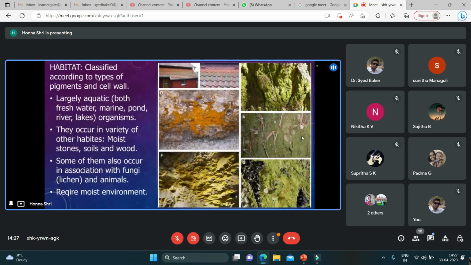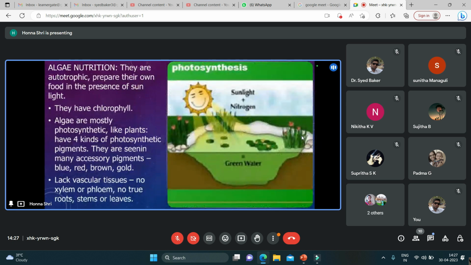Algae are classified according to the types of pigments and the cell wall. They are largely aquatic, whether freshwater or marine, and found even in ponds, rivers and lakes. They occur in a variety of other habitats such as moist stones, soils and even wood. Some of them also occur in association with fungi, for example lichen, and animals. They require a moist environment.